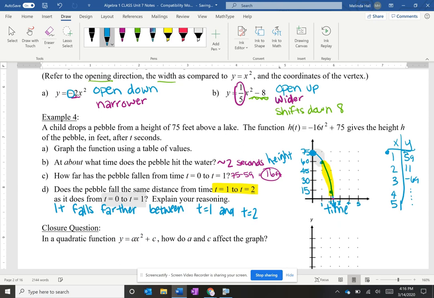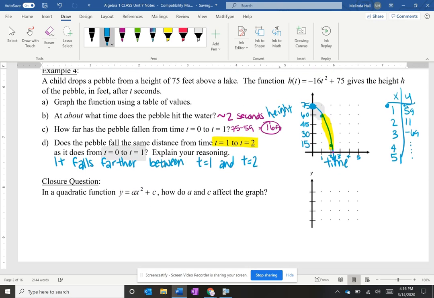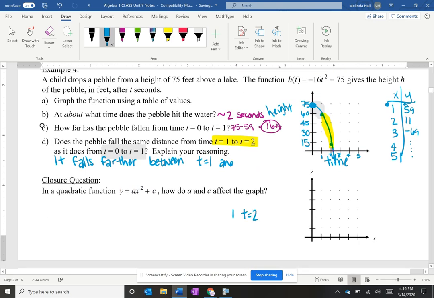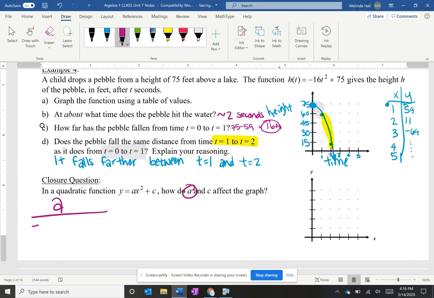And so then our closure question, in a quadratic function, y equals ax squared plus c, how do a and c affect the graph? Well, a is, remember, the number in front of that x squared, so that if it's negative, tells the graph that it opens down. If it's positive, then the graph opens up.